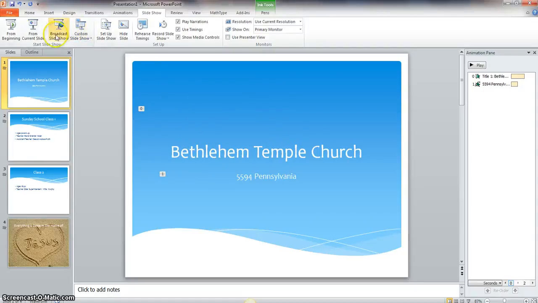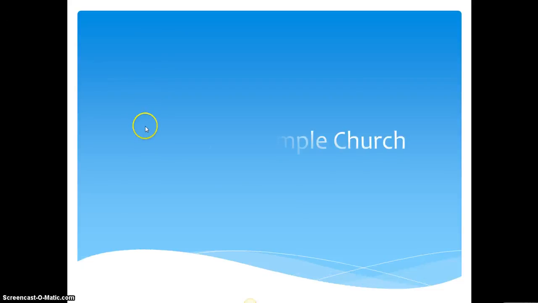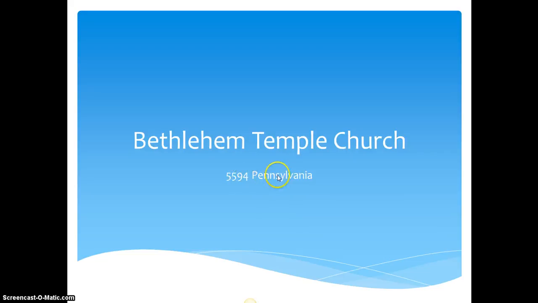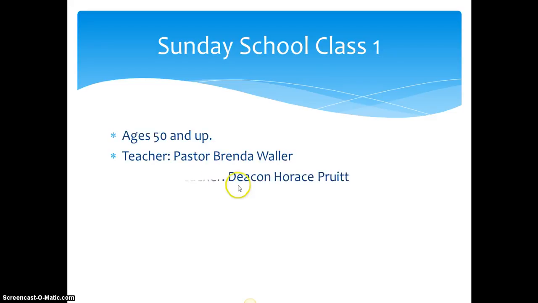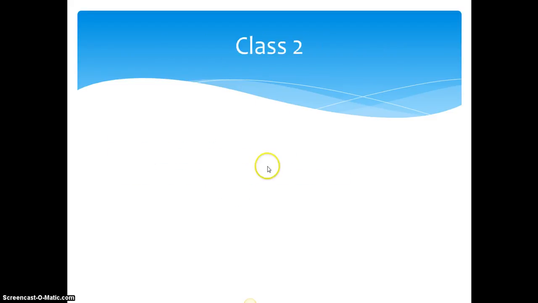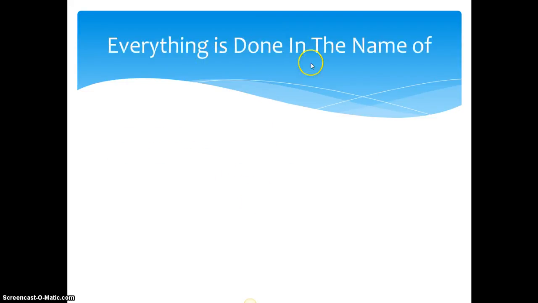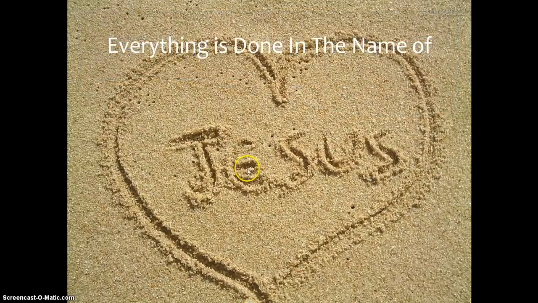So let's try this again from the beginning. So we go here from the beginning. You notice as soon as it came up, the name came up. Then we will click again, and then the address. Next, you notice the name came up. Then we click again, and so on. And now we go to the next slide, the name came up again. Then we'll click to get the rest. Then the next slide, everything is done in the name of, and we click again, and we have Jesus.